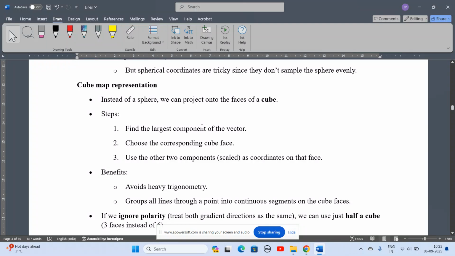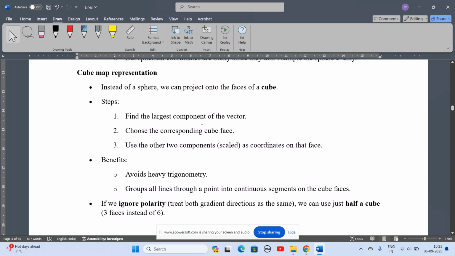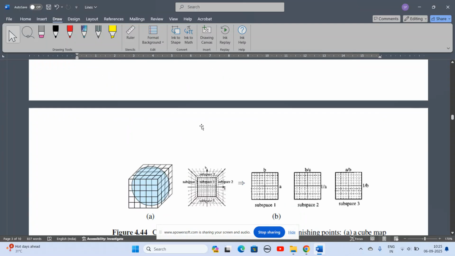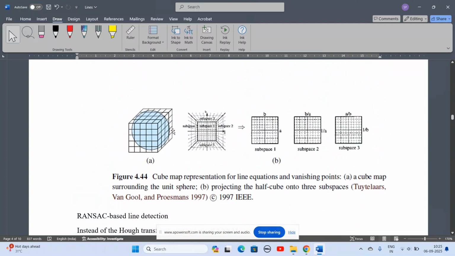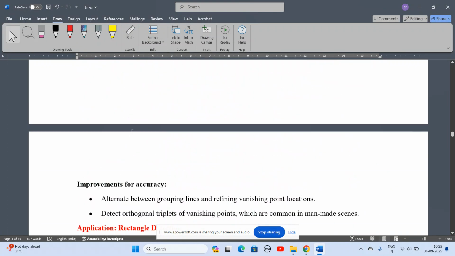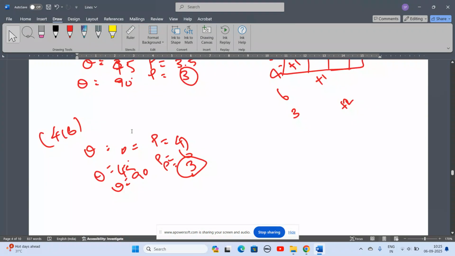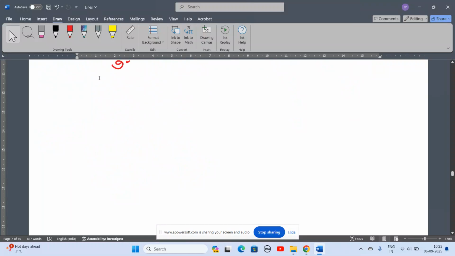The next topic is the cube map representation. In a cube, we have six faces, right? We have to convert the 3D cube into a 2D representation. This is the 2D representation of the cube image. I'll show you a mathematical example to map the cube into 2D space. Let us see the cube map representation.